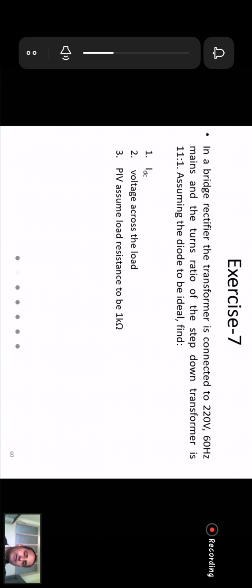Most of these problems are direct applications of the formulas. So if you know the formula, you can just see the solution, whether your answer is correct or not. If you're not able to understand what is there in the textbook, then we can discuss it next time. So this is the comparison between half wave and full wave.